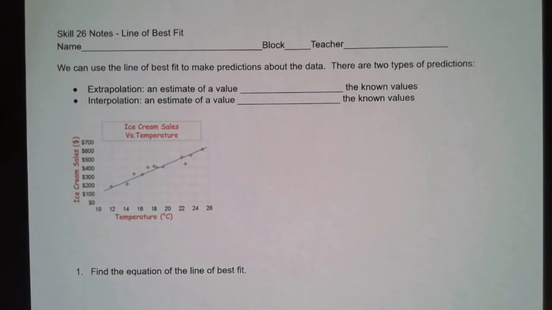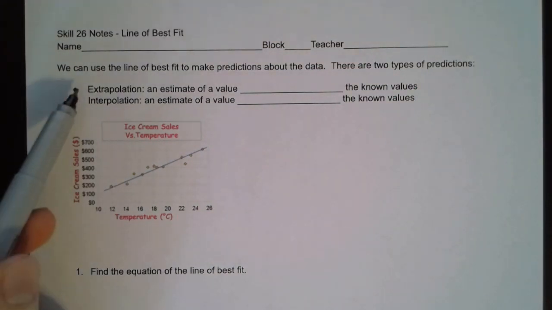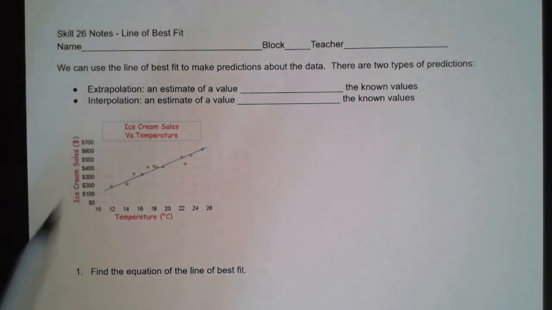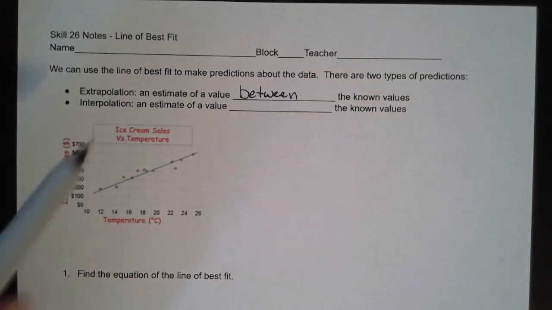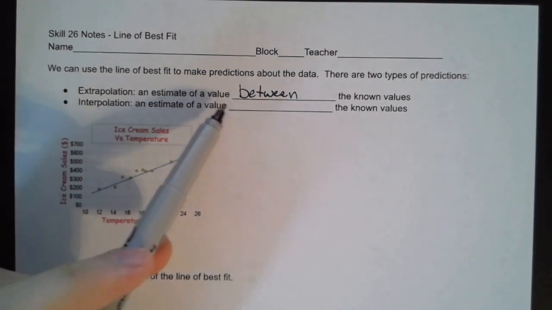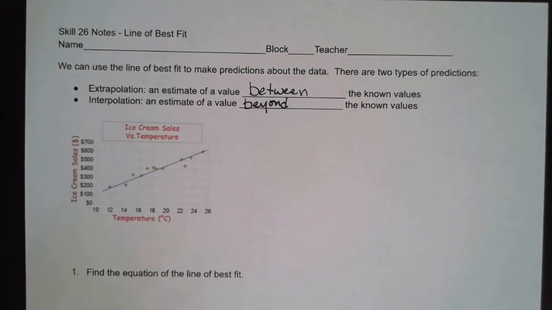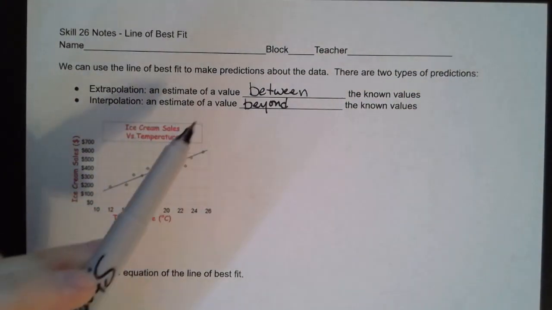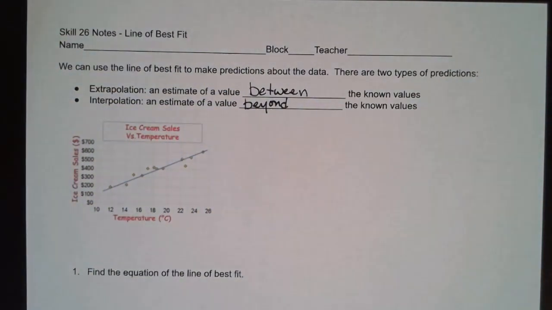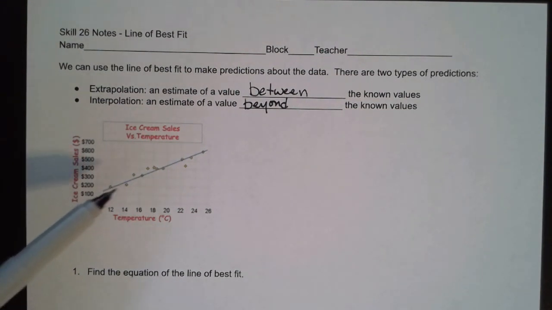Today we are going to be doing skill 26, and we're going to be talking about line of best fit. We can use the line of best fit to make predictions about the data. There are two types of predictions we can make: extrapolation and interpolation. Extrapolation is an estimate of a value between the known values, and interpolation is an estimate of a value beyond the known values.